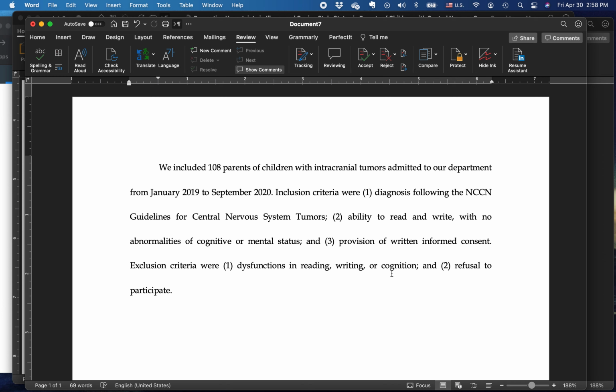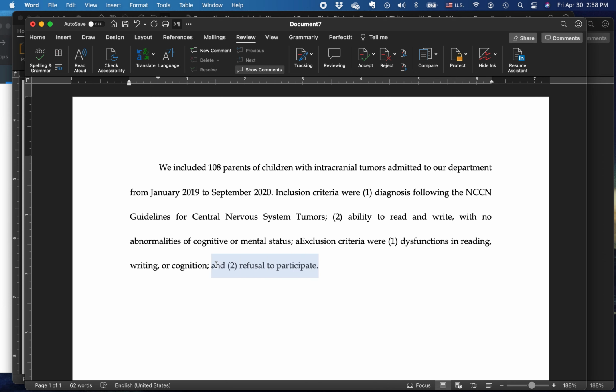And the second mistake that is made here is provision of written informed consent. Consent is prior to consideration of selection. If a patient or a subject does not give consent, then you don't need to bother to analyze their inclusion or exclusion criteria. It is assumed that if you are going through this process that they have given consent. Therefore, this needs to go and this needs to go.